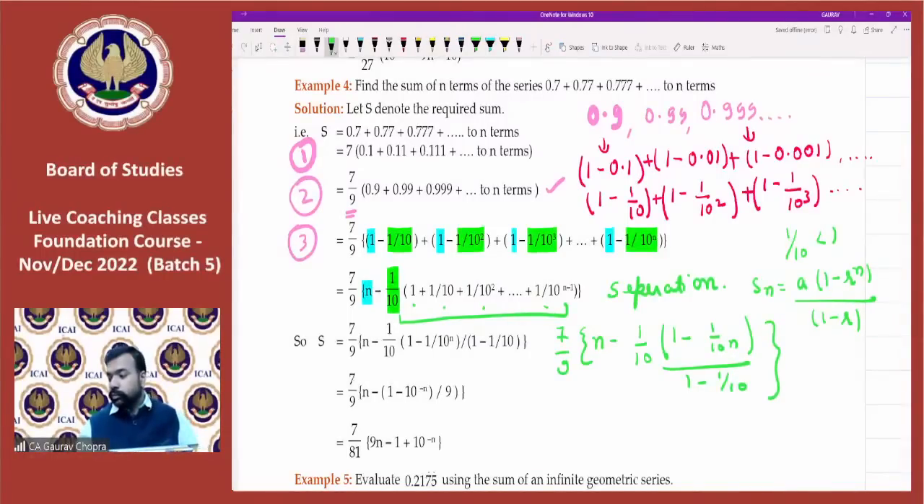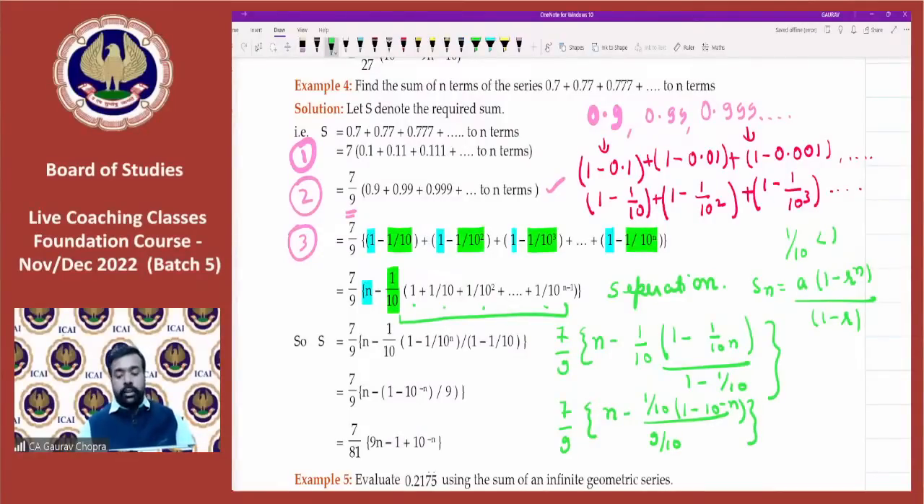So this is the result. So now what is the next step? Just do a little bit of simplification and get the result. So we are left with 7 upon 9, then bracket n minus, then what is left here? 1 by 10, and upon also we are having 9 by 10. And here 1 minus 10 to the power of minus n.